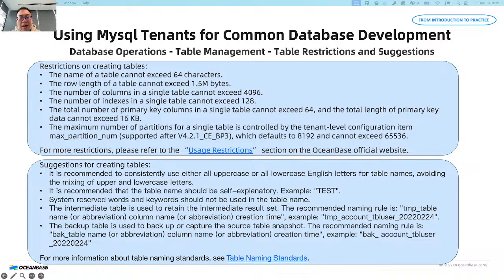And the next is the intermediate table. It's used to return the intermediate result set. The last one is the backup table. It's used to back up and capture the source table snapshot.